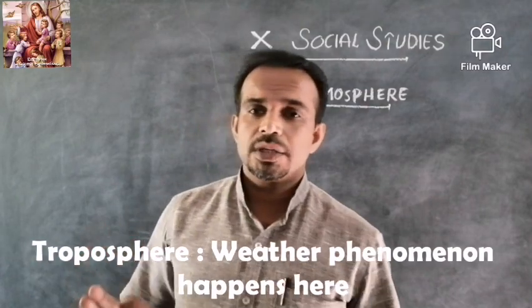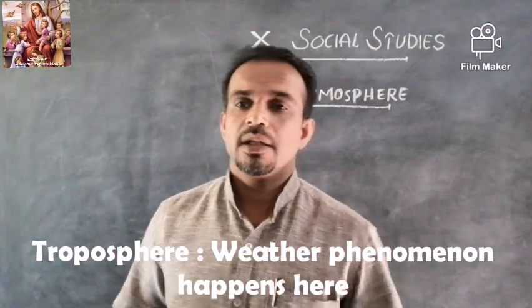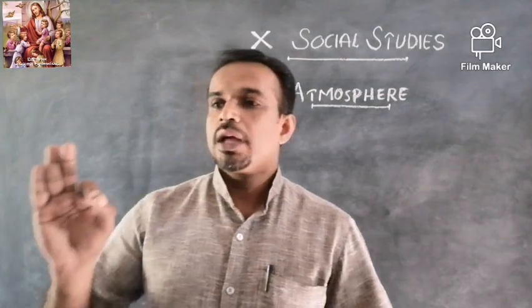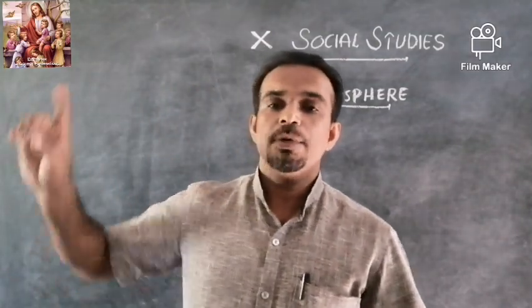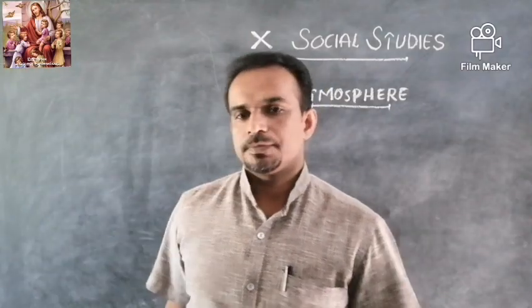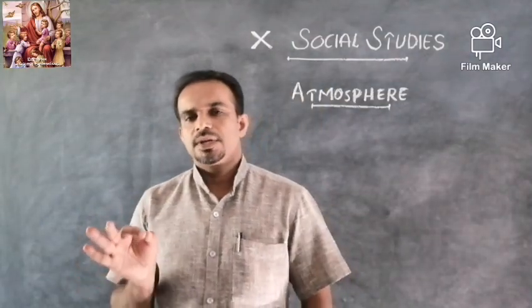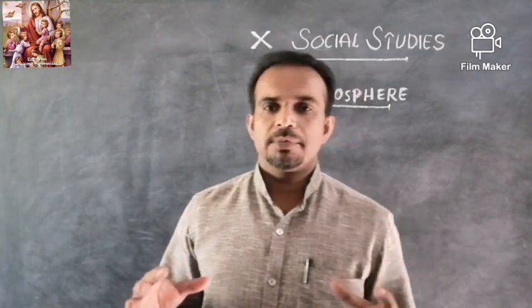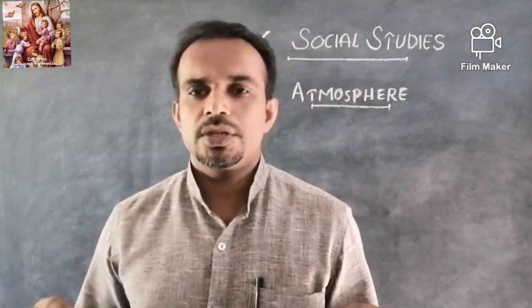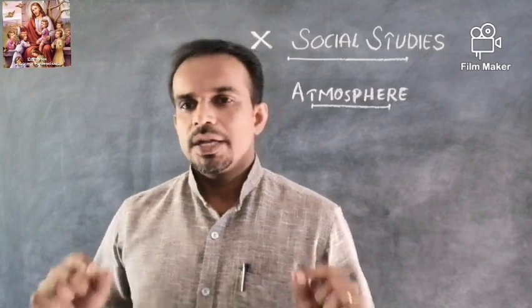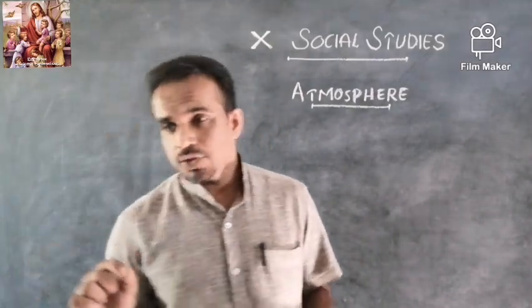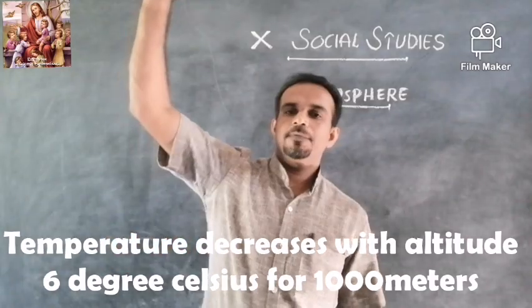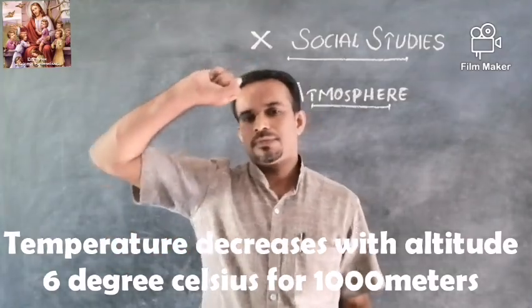All the weather conditions are happening in the lowermost layer of the atmosphere, which extends up to a height of 18 kilometers at the equator. Average height is 13 kilometers. Okay, and here about the temperature. Normally the temperature increases, whereas in this troposphere the temperature decreases with the height. As we are going higher, the temperature decreases.